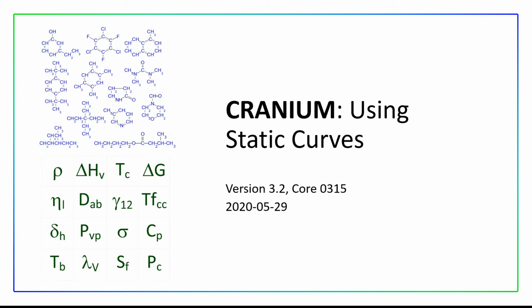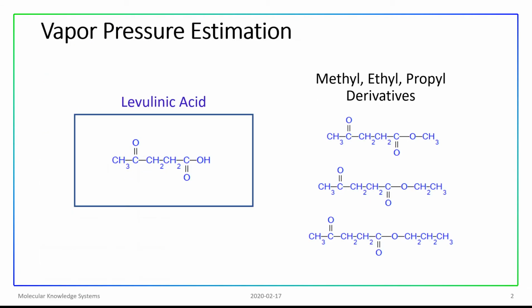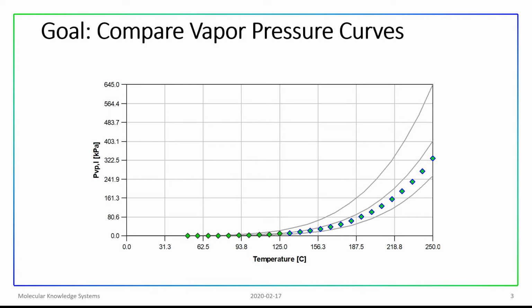In this video, we will be using Cranium to demonstrate the utility of static curves. We will be using Cranium version 3.2, core version 315. We will analyze the vapor pressures of alkyl derivatives of levulinic acid, specifically the methyl, ethyl, and propyl derivatives. Our goal is to compare the vapor pressures of these various derivatives by generating a vapor pressure versus temperature graph showing the vapor pressures of all derivatives.